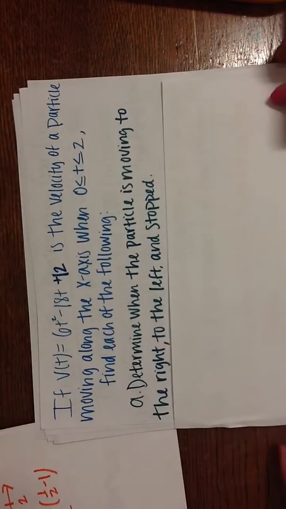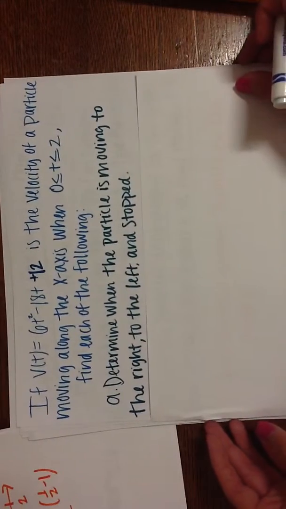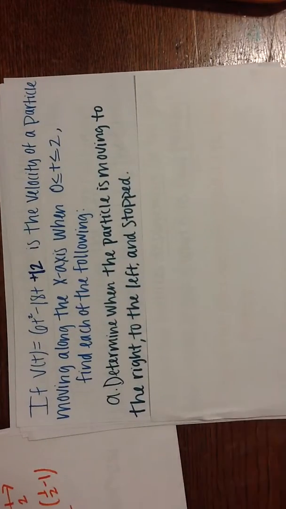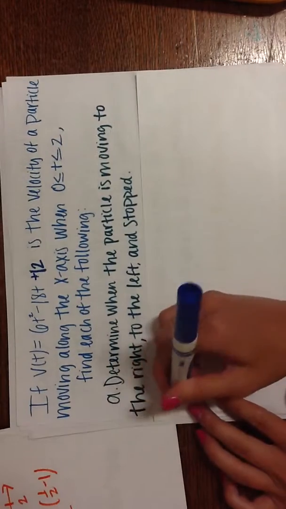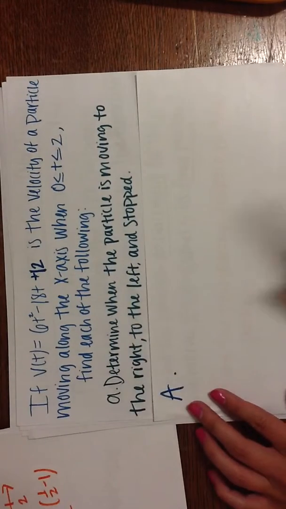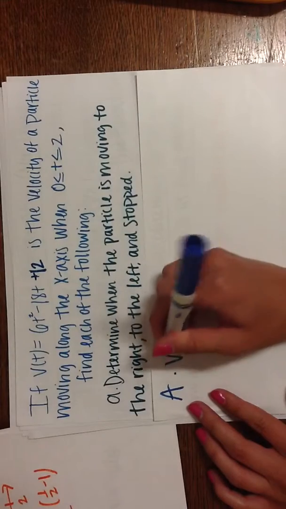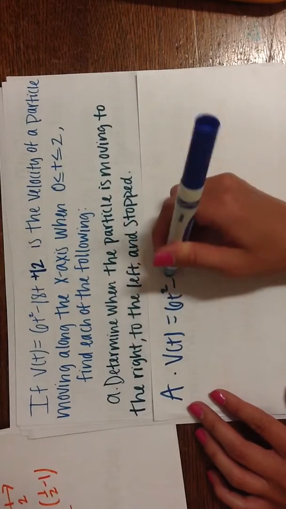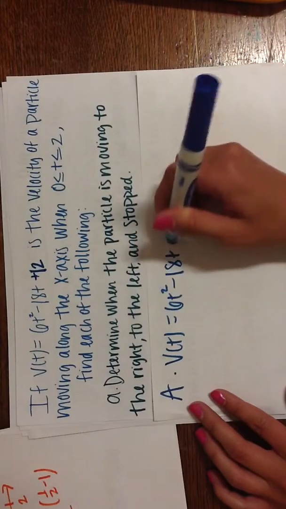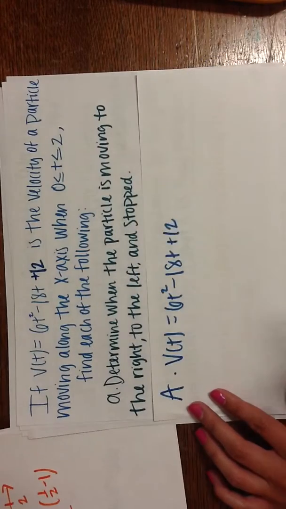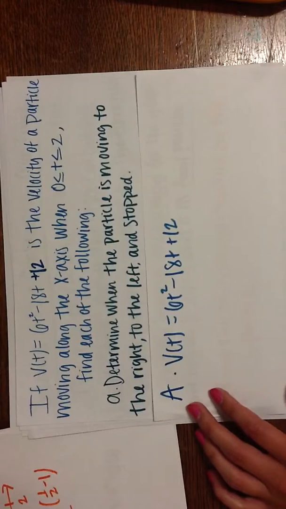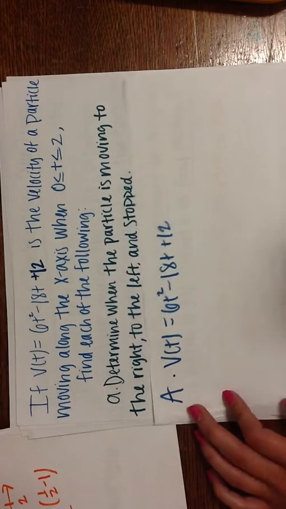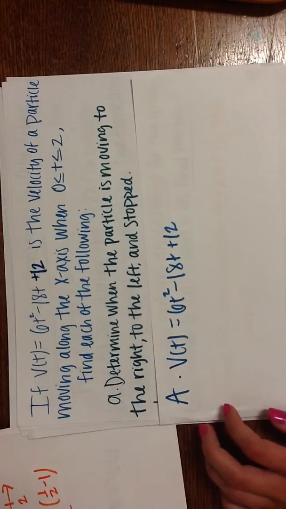First, let's talk about A. Determine when the particle is moving to the right, to the left, and stopped. So first, we are going to consider that v of t equals 6t squared minus 18t plus 12. The easiest way to find when the particle is moving to the right, to the left, and stopped is to first find when the particle stopped.